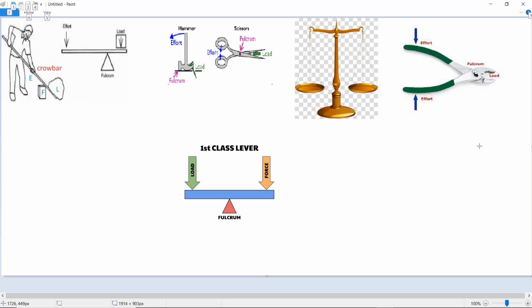But it can also be equal to 1 or less than 1. For example, a crowbar. Here, the fulcrum is in between the load and the effort. Another example, a claw hammer, a pair of scissors, a beam balance, a pair of pliers, etc.